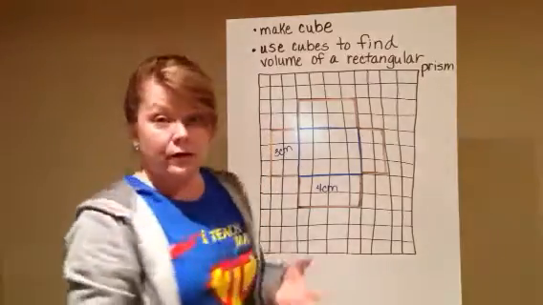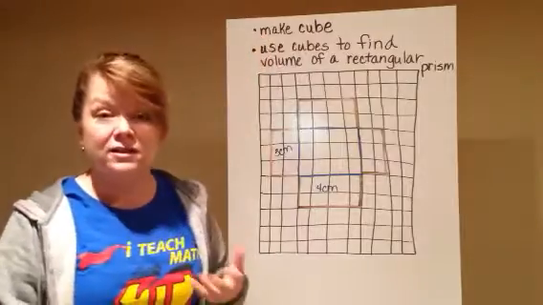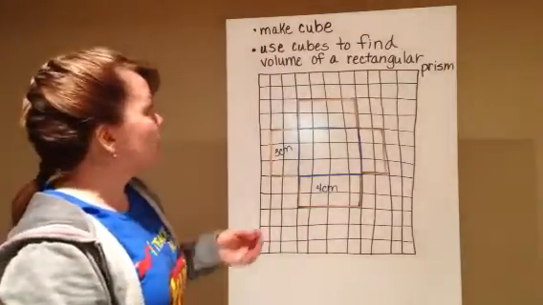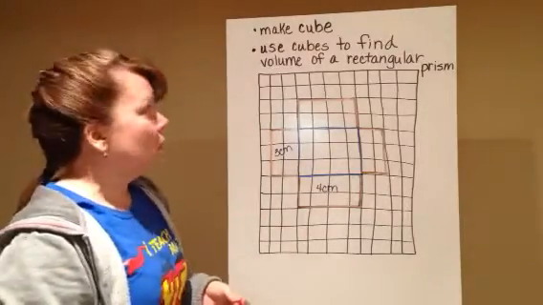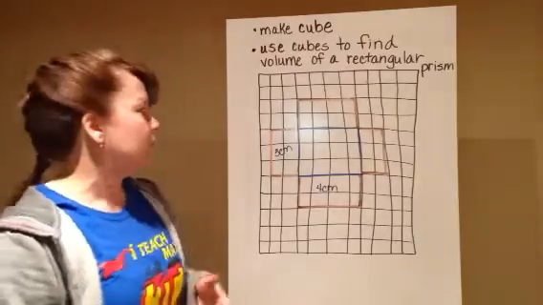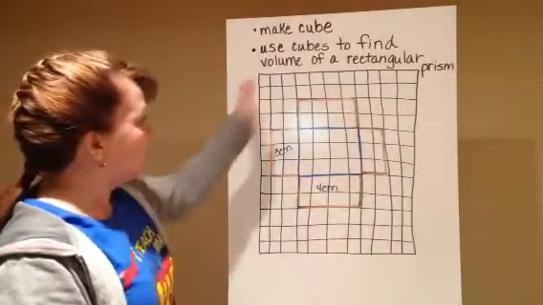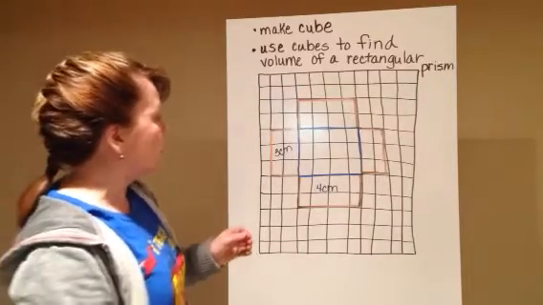Now, what you're going to be doing in class with this lesson is constructing some cubes and some different shapes, and you're going to use those cubes to find the volume of a rectangular prism. So I've got a picture here. Of course, it's not the best because I don't have grid paper that's as big as my dry erase board, but I did the best that I could.